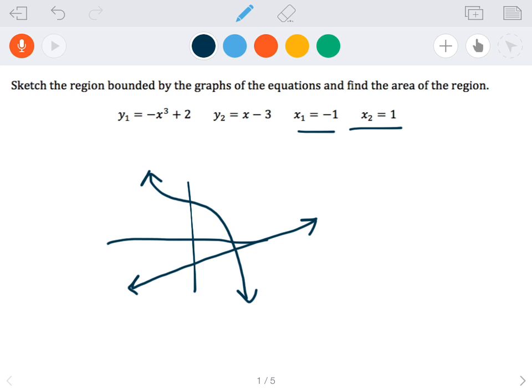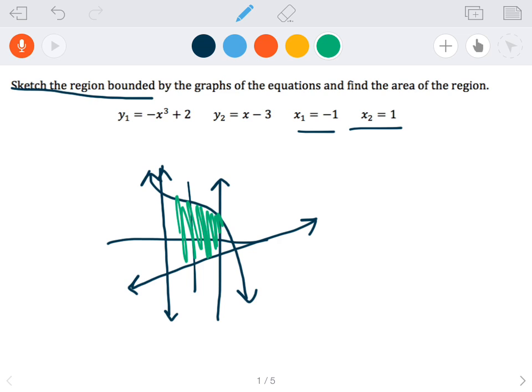This is just giving me regions here. I've got x equals negative 1 and x equals 1. And so the point of this was to sketch the region bounded by the graphs. So I'm looking for what area was enclosed by all of this. And what I see is this region right in here. I want to find the area of that region.